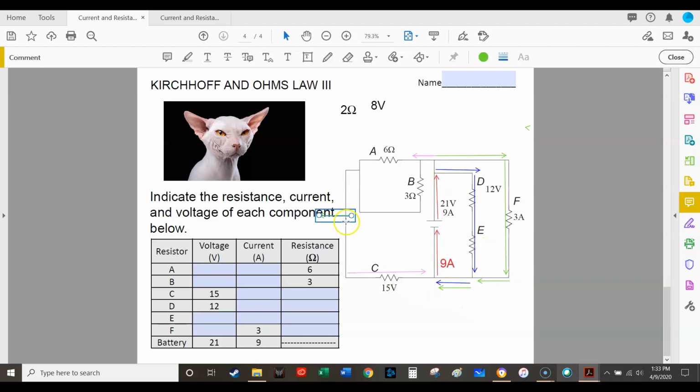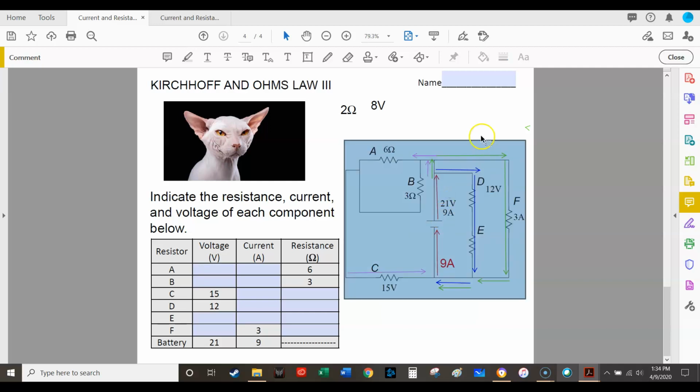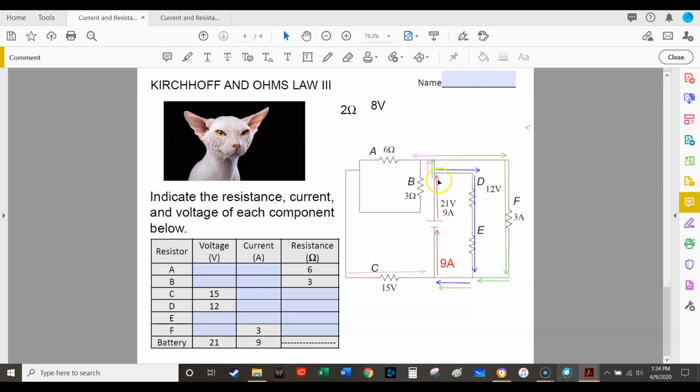So what we have, let's just track our colors here. And I'll just stop for a second here. So what it's looking like is we have red heading up out of the battery, splitting off into blue, which is then coming back in around. So that means that D and E are in parallel with the battery.